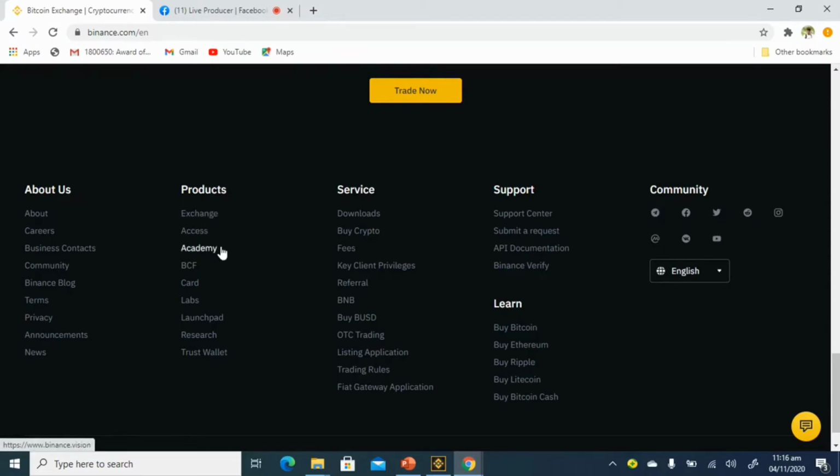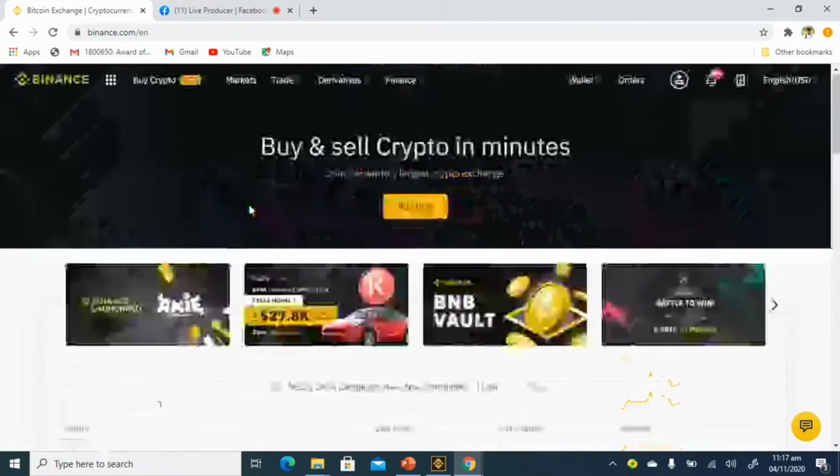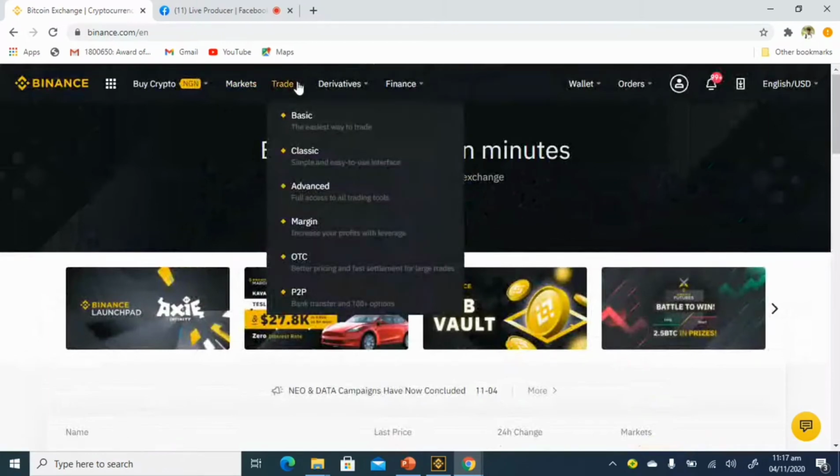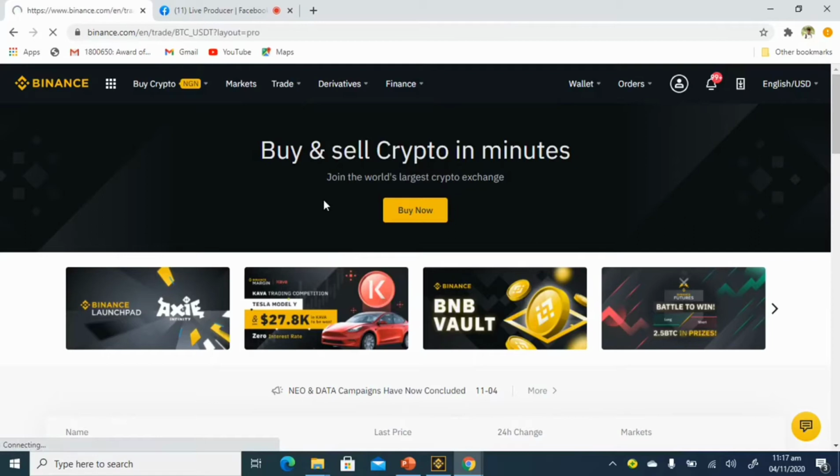They have an Academy where you can go and learn a lot about cryptocurrencies. They have Launchpad, Labs, cards, research, and Trust Wallet. So basically, if you want to trade, you come here at the upper part, you see Trade, and you select Advanced. It says full access to trading tools. That's why I select Advanced, because it gives you access to all the trading tools you need to trade.